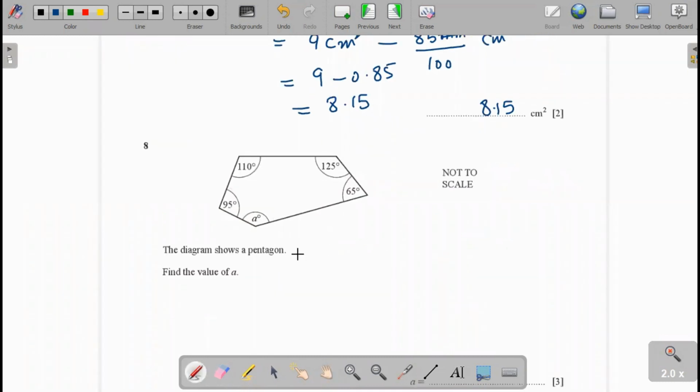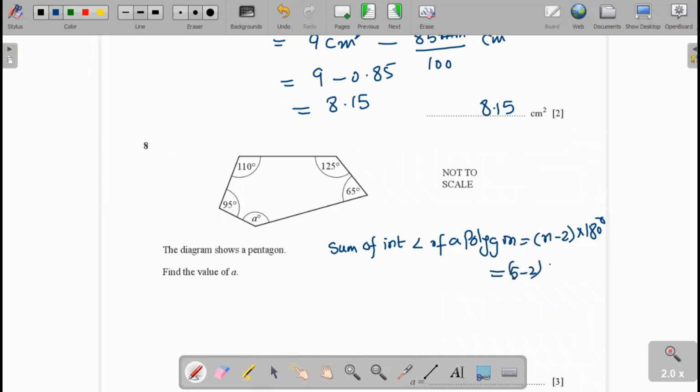The formula for the sum of interior angles of a polygon is n minus 2 multiply 180 degree. Here n is 5, so 5 minus 2 multiply 180. This is a pentagon, therefore n will be 5. Now 3 multiply 180 is equal to 540 degree.